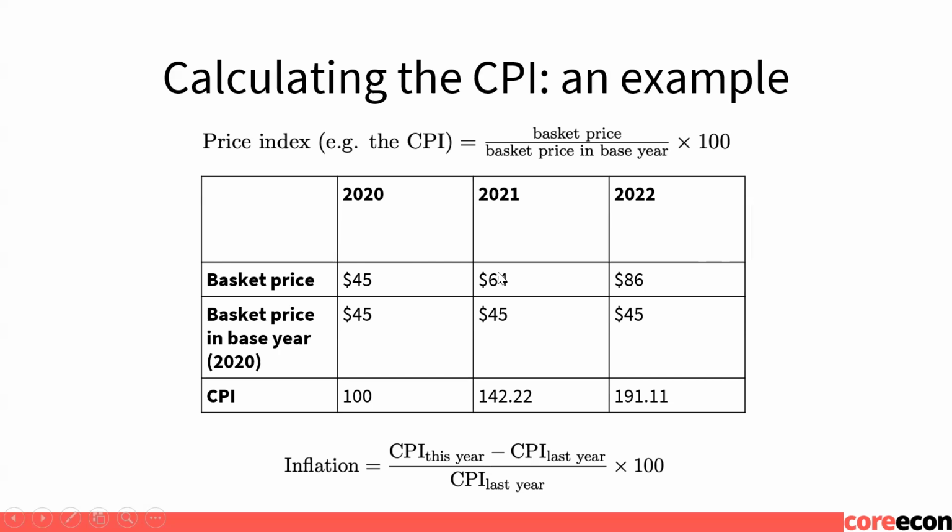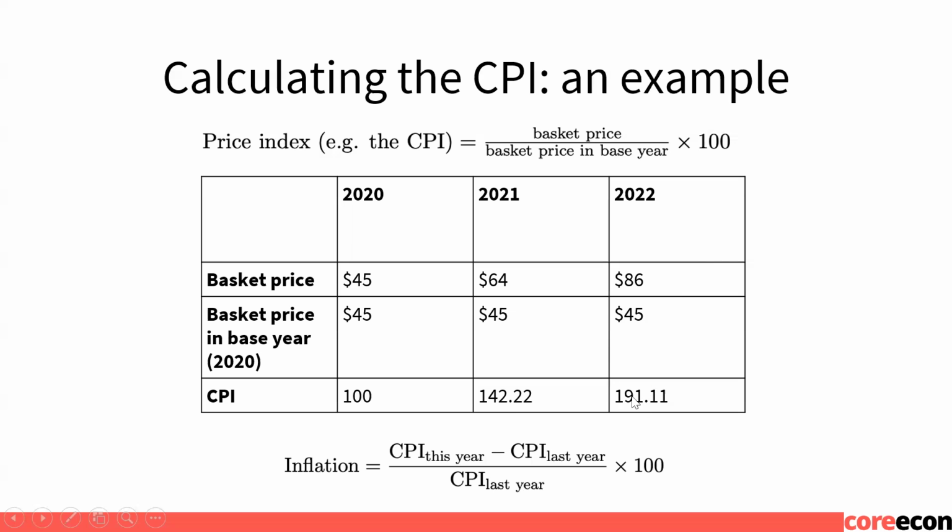Now, in 2021, we found the basket's price to be $64, but the base year basket price was $45. So divide these two with each other. So 64 over 45 times 100 is 142. And we do the same for 2022. So you see the basket price became $86, but the base year price was 45. So you divide 86 by 45 to get 191 here.